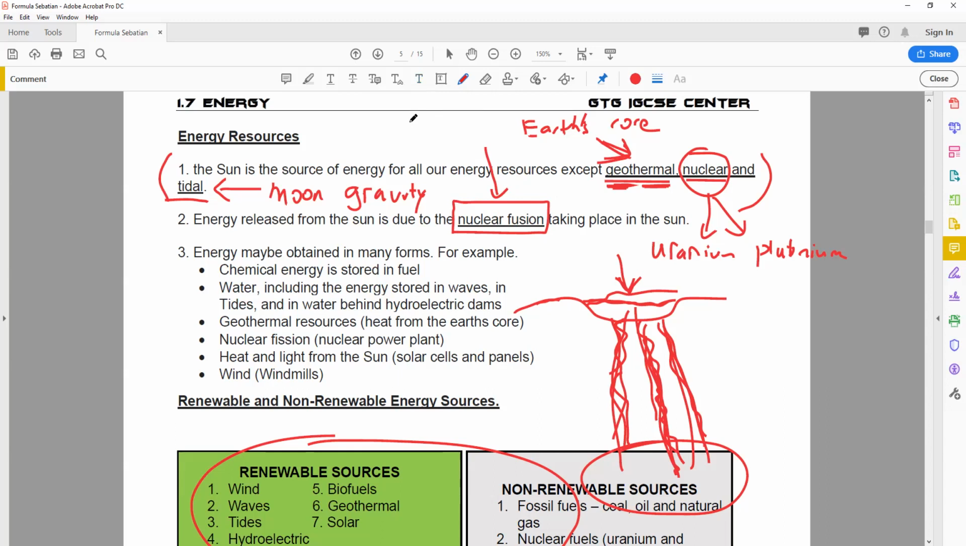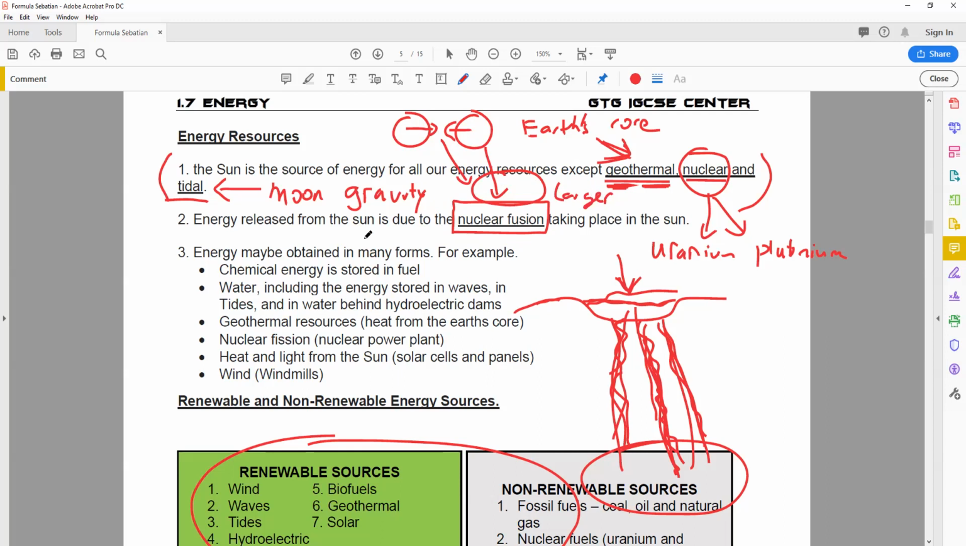need to know is that nuclear fusion is basically two nuclei fusing together to form one relatively larger nucleus, one relatively larger atom. Two small atoms fusing together to form one larger atom.